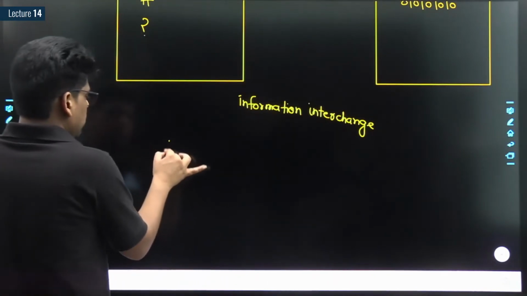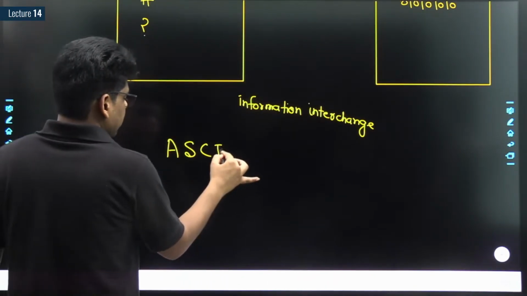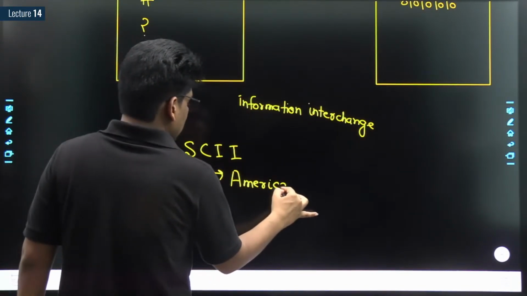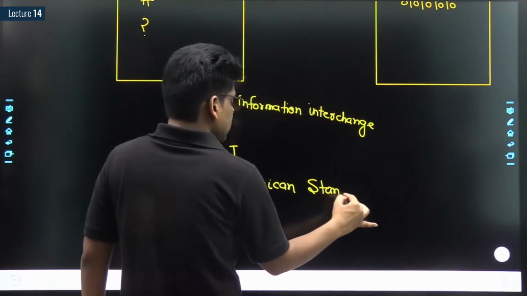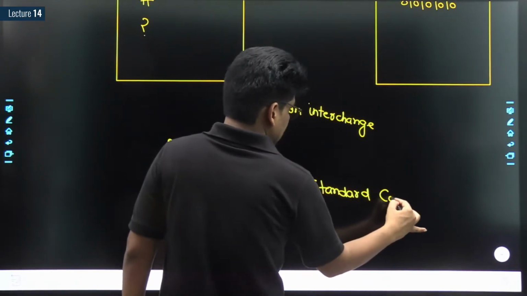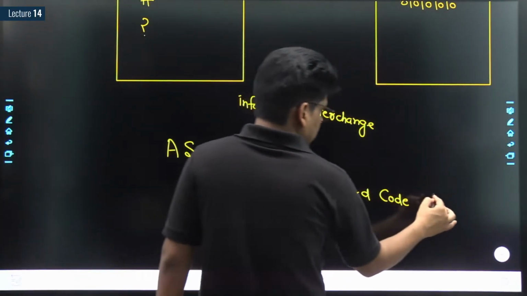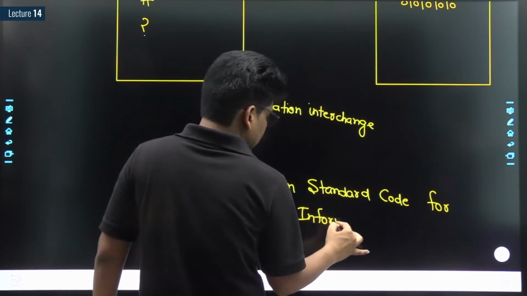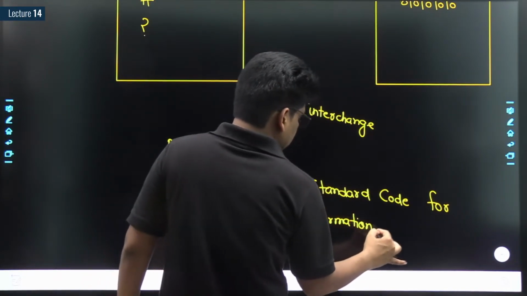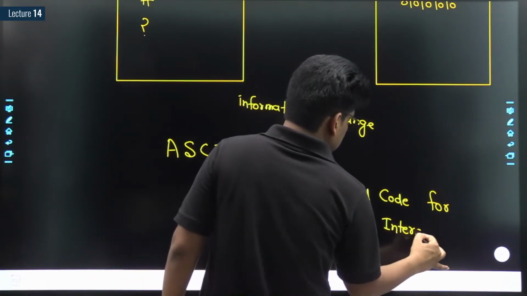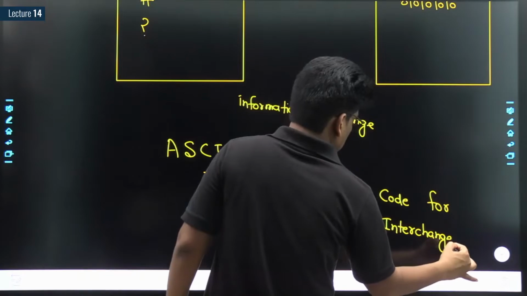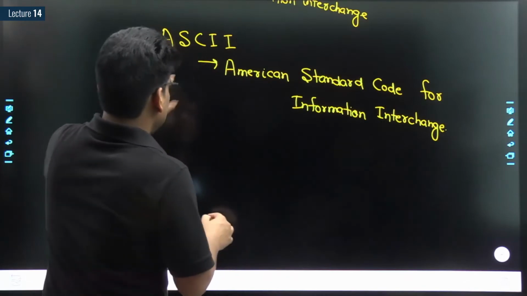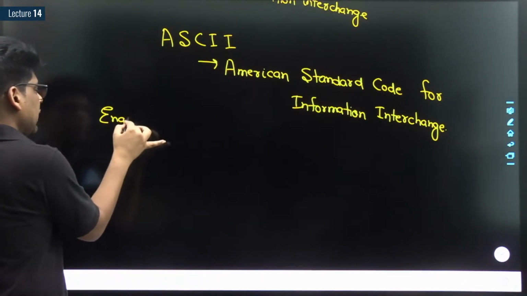That is why, try to understand what is ASCII. ASCII stands for American Standard Code for Information Interchange. What do you mean by standard code? It is fixed. You cannot change it. A standard code for information interchange, from one language to another. And what is ASCII for? For English type language.